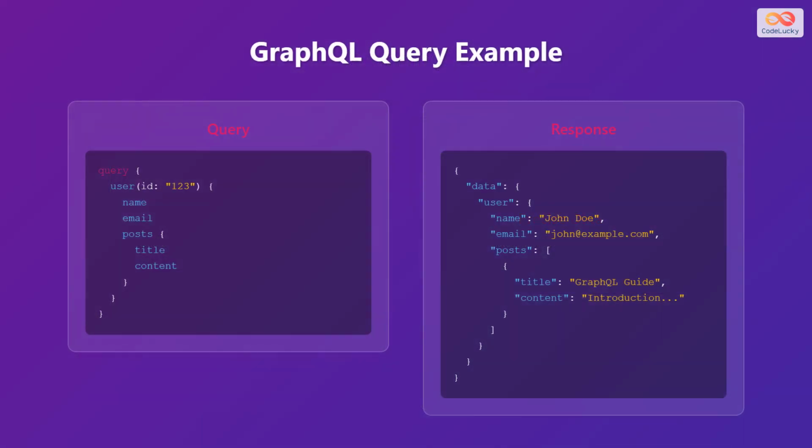Here's an example of a GraphQL query and its response. The query retrieves a user with an ID of 123, including their name, email, and a list of their posts with titles and content. The response includes the requested user data, with their name, email, and an array of posts containing the title and content for each post.